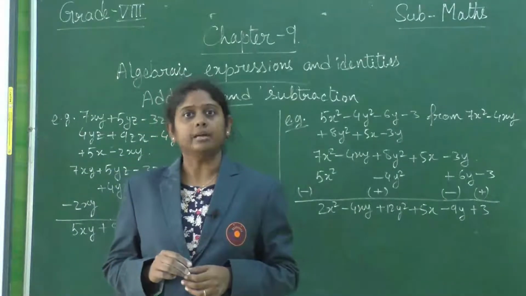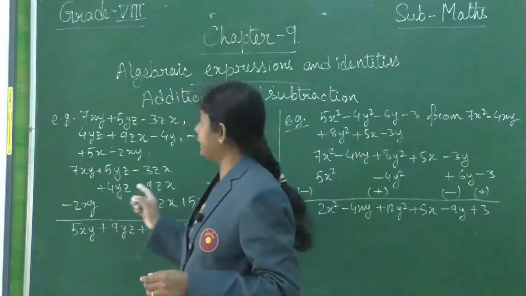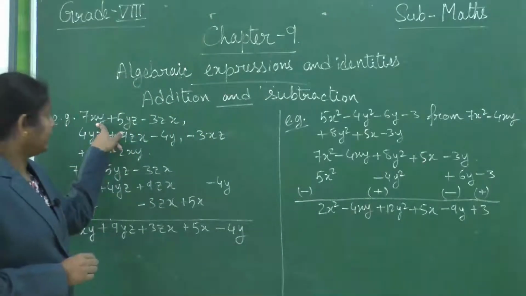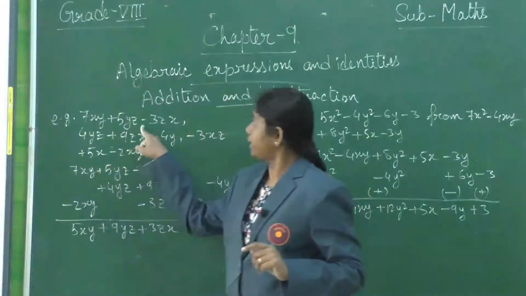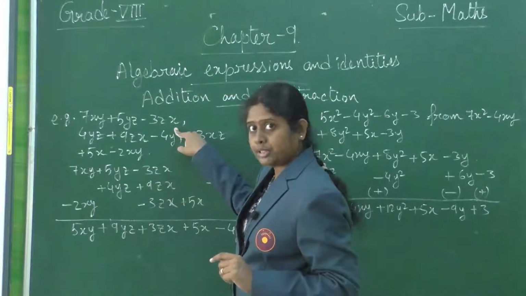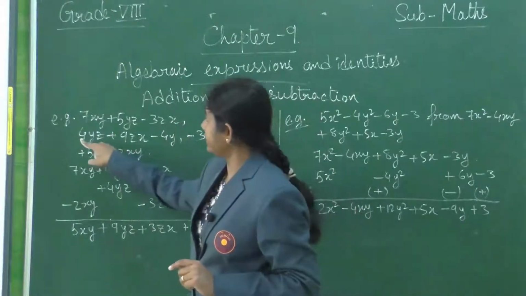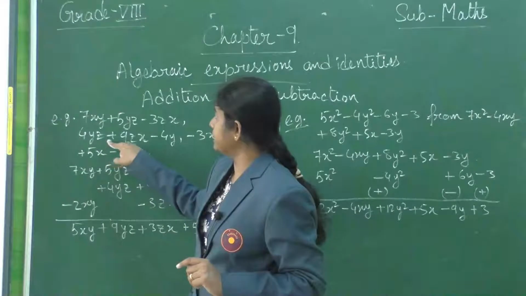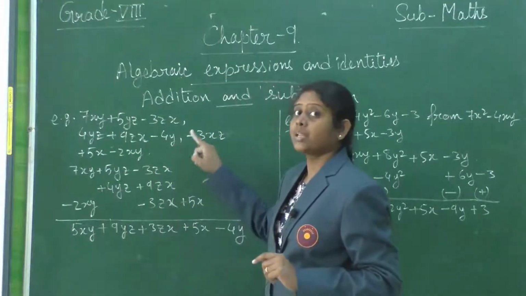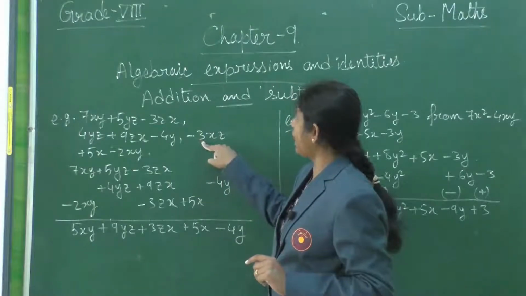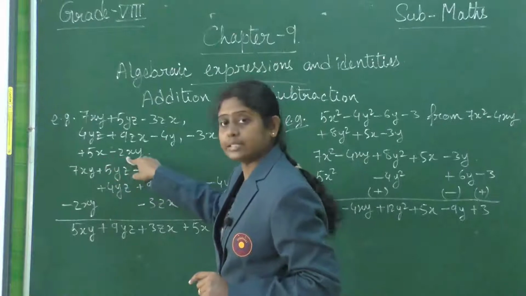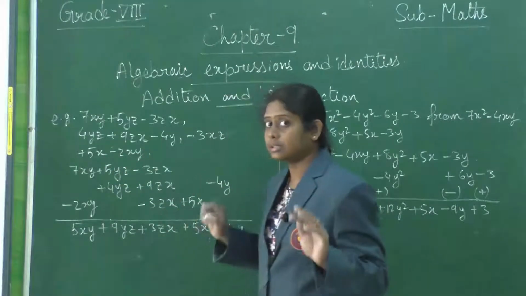Let's check the example now. For additions, here is the example: 7xy plus 5yz minus 3zx. This is the first expression. Second is 4yz plus 9zx minus 4y. Come to the third expression, minus 3xz plus 5x minus 2xy. This is your third one.